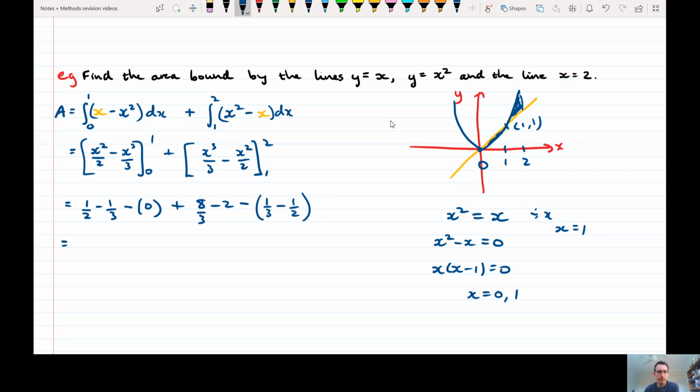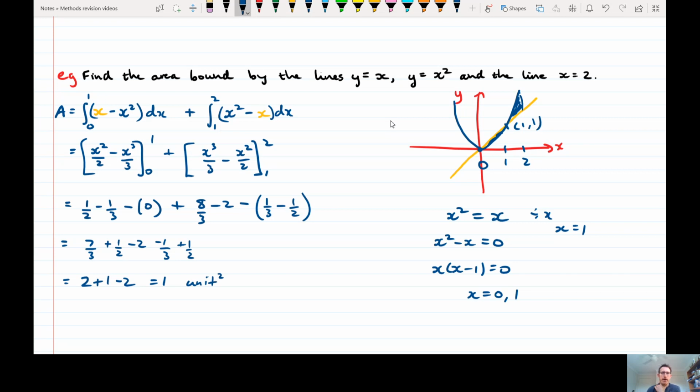And that's a matter of simplifying all of it. So we have 8 over 3 minus 1 over 3 give you 7 over 3. You have minus a half, you have minus 2, and here you get minus 1/3 plus a half, oh, that should be positive half there, sorry. So 7/3 minus 1/3 is 6/3, which gives you 2. 1/2 plus 1/2 is 1, and then minus 2, and that all gives you 1 unit squared.